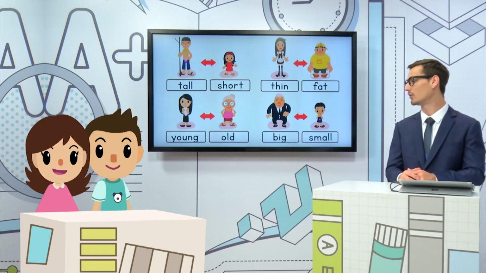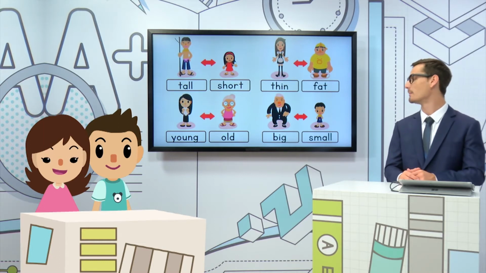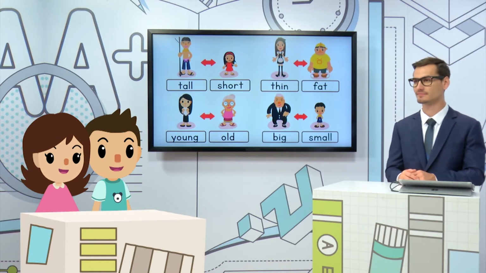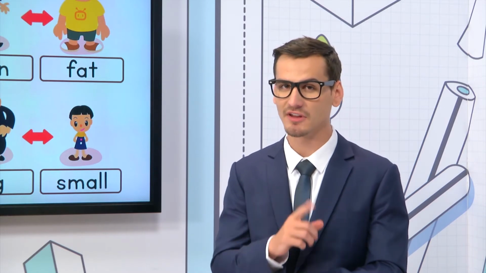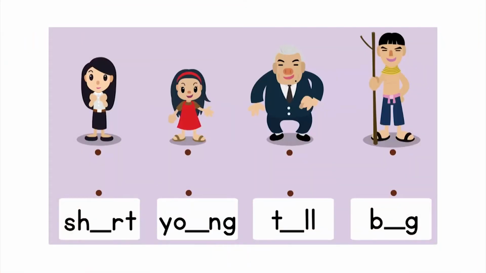Old. O-L-D. Big. B-I-G. And small. S-M-A-L-L. Good job. Our next activity, we're going to have to know how to spell these words. So, I hope you were paying attention. Here we have to fill in the blanks for the missing words, then match the word with their correct picture. If you were paying attention, this should be pretty easy.